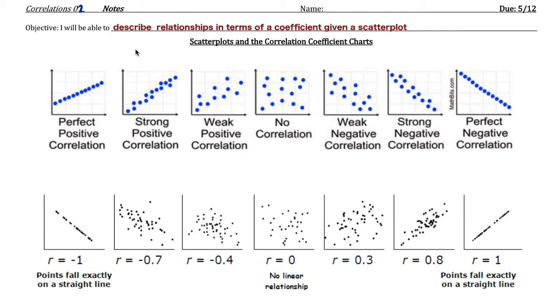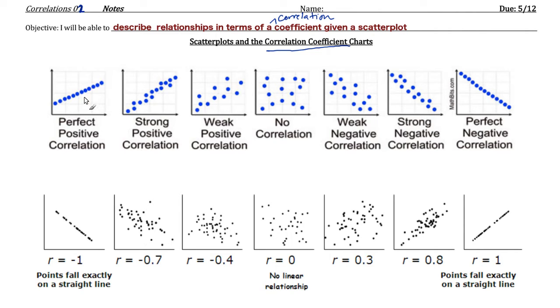All right, so in this lesson, we're going to describe relationships in terms of a correlation coefficient. So basically, in the last lesson, we talked about correlations and we talked about causality. Basically, we talked about how two things were related and if one thing was the cause of another thing happening.